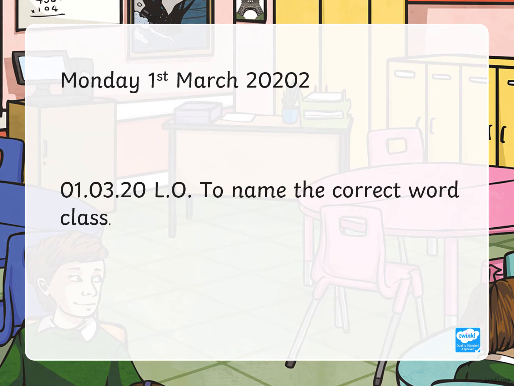Okay, diving into today, Monday the 1st of March. Oh, I've clearly written the year wrong there, sorry. It is the 1st of March and our learning objective today is to name the correct word class.